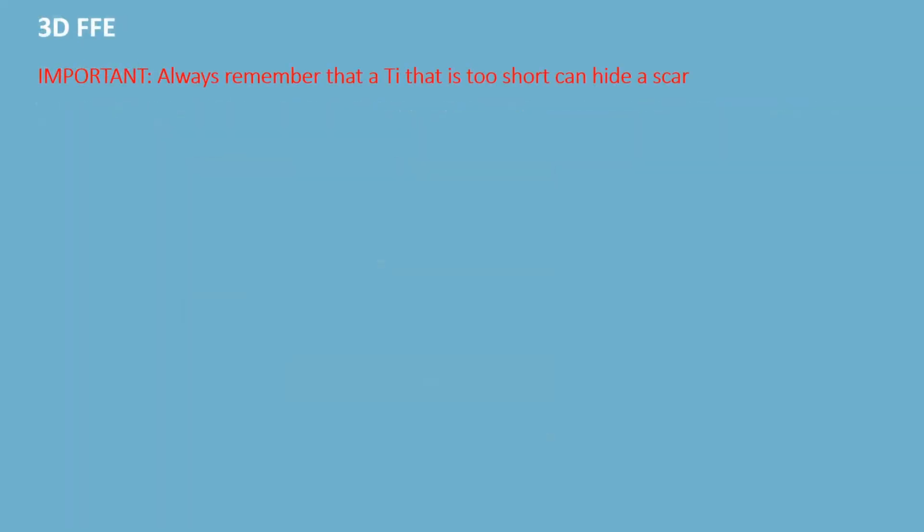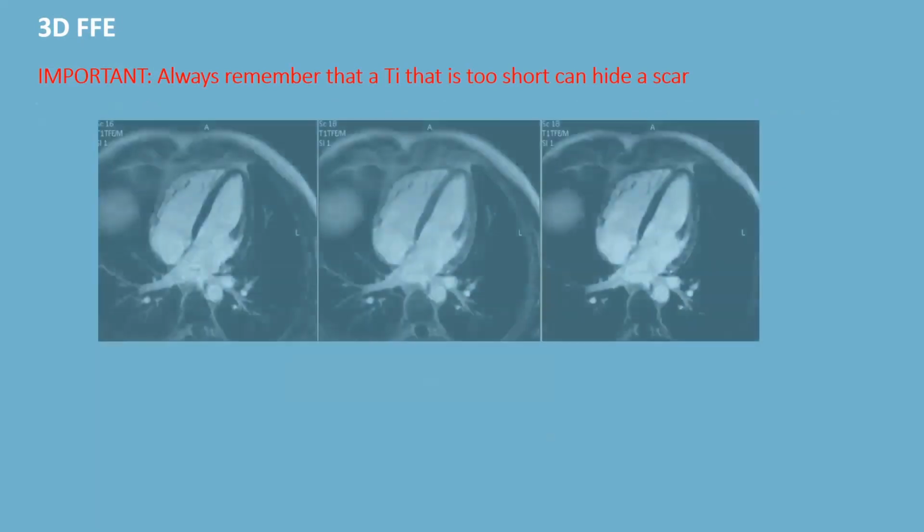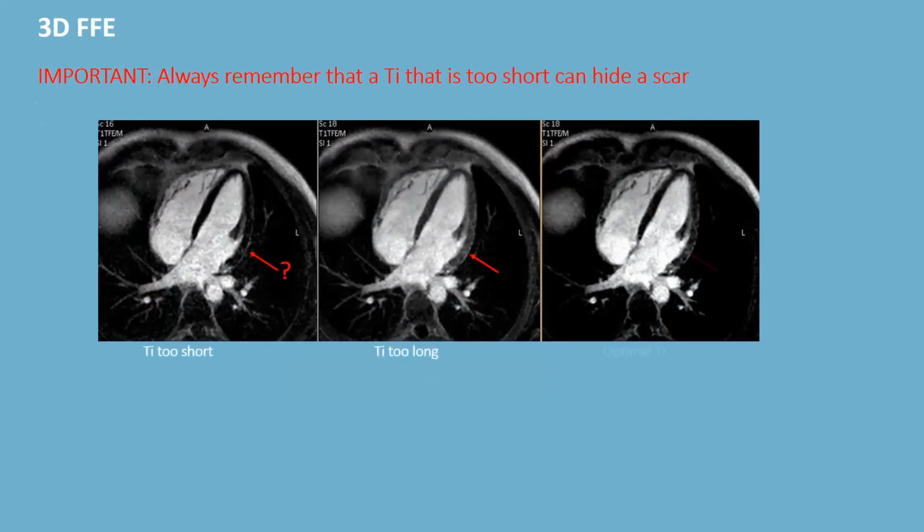Important: always remember that a TI that is too short can show scar. Here, I will explain this. When we use a TI that is too short, maybe we can see scar here. Also for a TI too long, look at the image here. We can see that this is very important, and an optimal TI is used to have the perfusion. A TI that's too long gives less contrast. Here you see the contrast is less, but it's still interpretable.